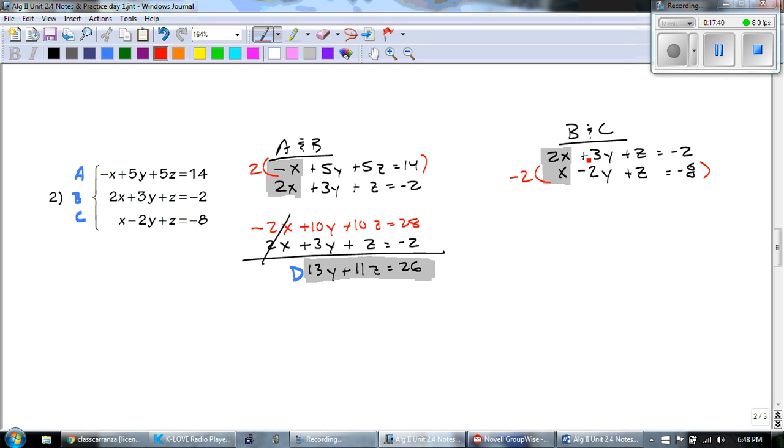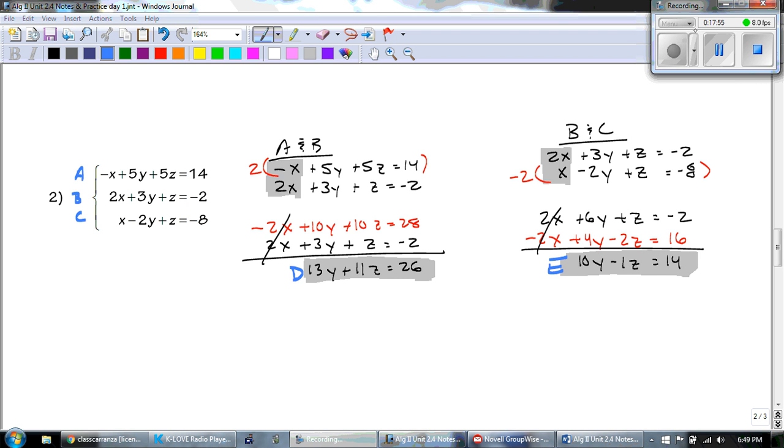All right, so once again, you guys are on your own. Go ahead and pause the video and figure out what E equals. Okay, and you should have gotten 10y minus 10y minus 1z equals 14, right?